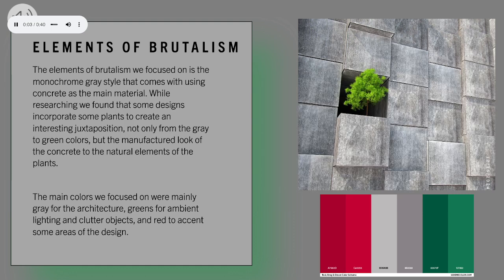The elements of brutalism that we focused on is the monochromatic gray style that comes with using concrete as the main material. While researching, we found that some of the designs incorporate some plants to create an interesting juxtaposition, not only from the gray to green colors, but the manufactured look of the concrete to the natural elements of the plants. Now, the main colors we focused on were mainly the gray from the architecture elements and the green for the ambient lighting and clutter objects, such as the plants. We also added red to accent some of those areas of design because red and green are complementary colors.